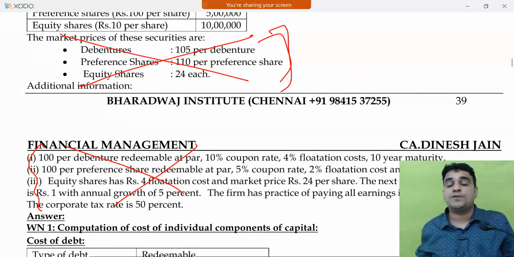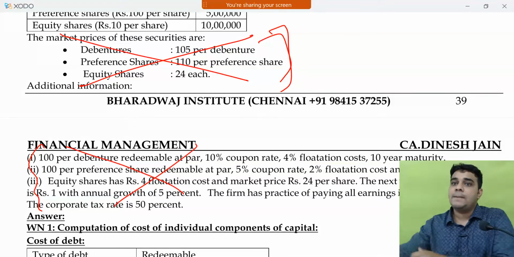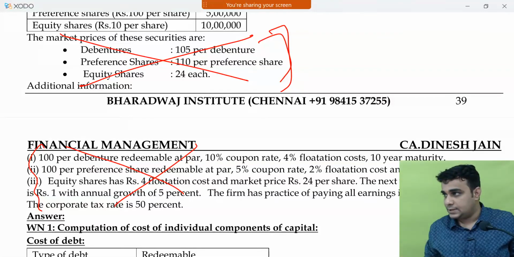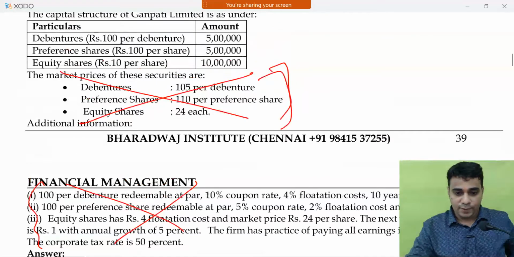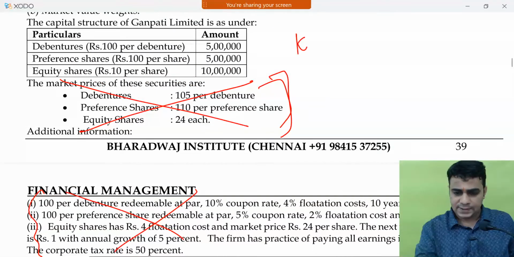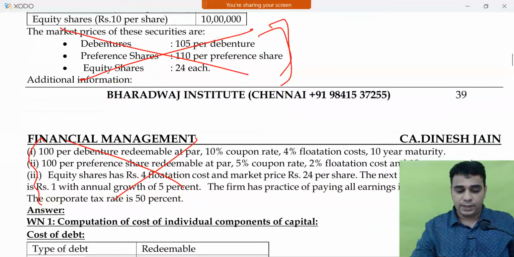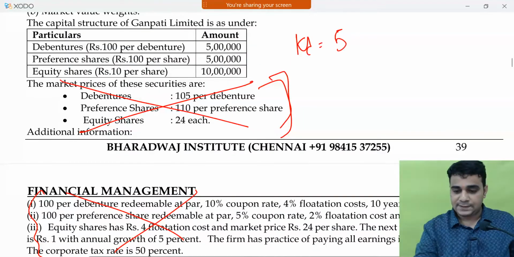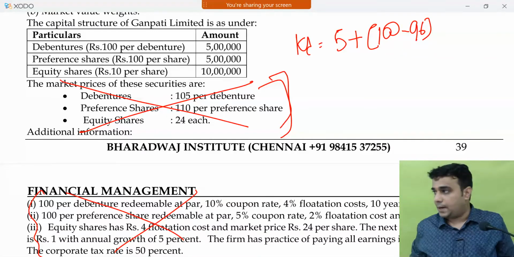This data will be useful to calculate market value, because you are required to do book value as well as market value approach. Both have been asked in WACC. Book value weights as well as market value weights have been asked. So if I look at this, cost of debenture is equal to 100 per debenture redeemable at par, 10% coupon rate, 4% flotation cost, 10-year maturity. So 5 rupees interest after tax, 100 is the redeemable value, 96 is the net proceeds. Issue price, assumption is issued at par.